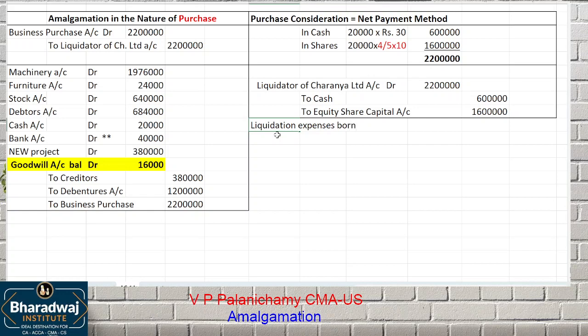Borne or reimbursed by the purchasing company. What is the entry we need to pass? Simple. Already there is a goodwill of how much? 16,000. When you pay more, it will be added to goodwill. It will be added to which one? Goodwill. Goodwill account debit to cash or bank.